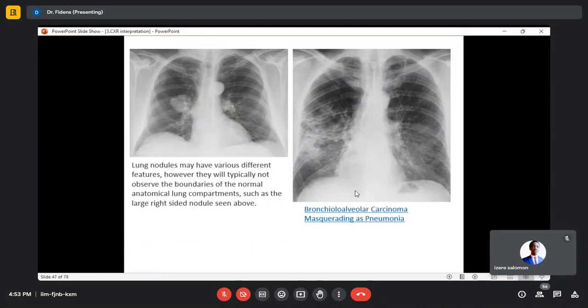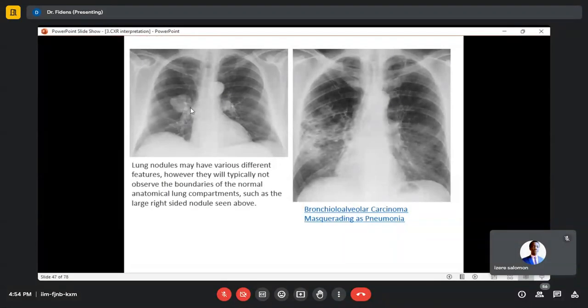Okay. Let us go to this one, the image on the left side. On the left side, you can see this is the diaphragm. This is the left diaphragm. We can see this very well defined homogeneous opacity.